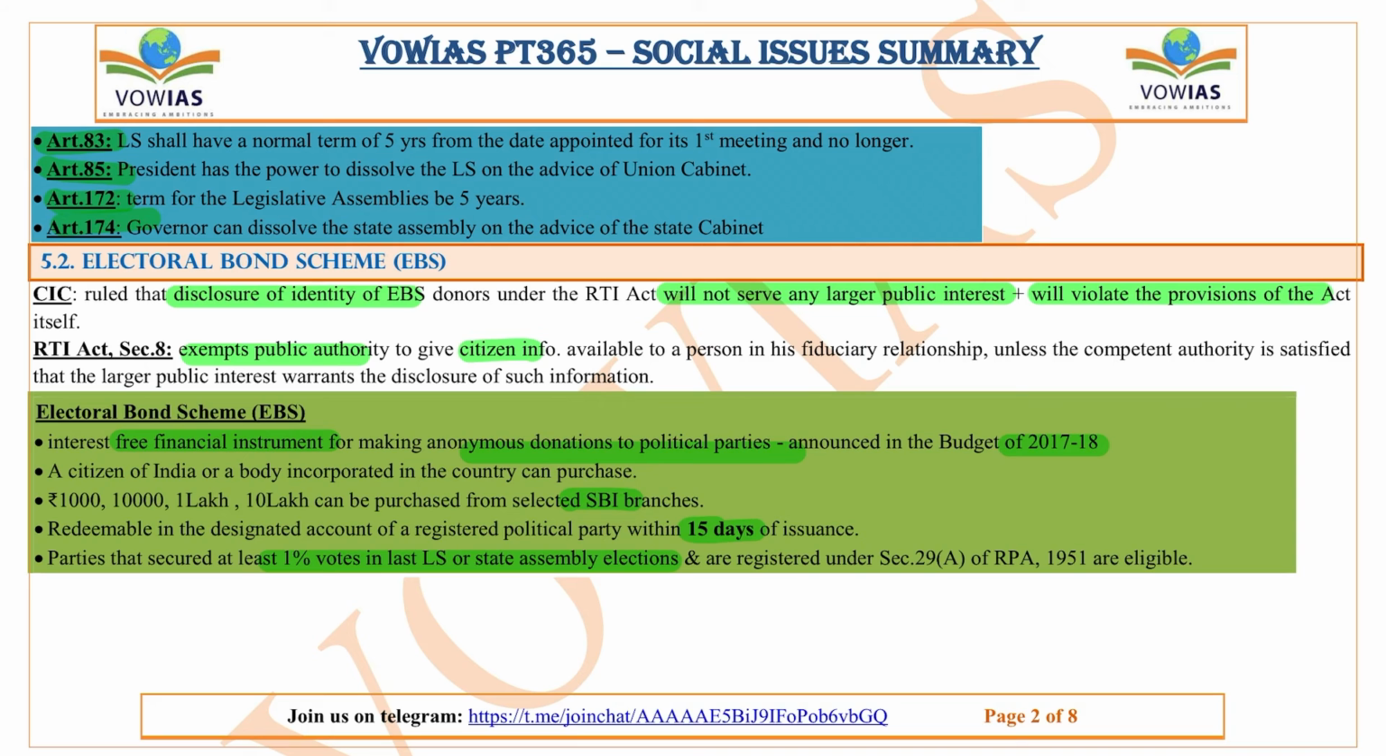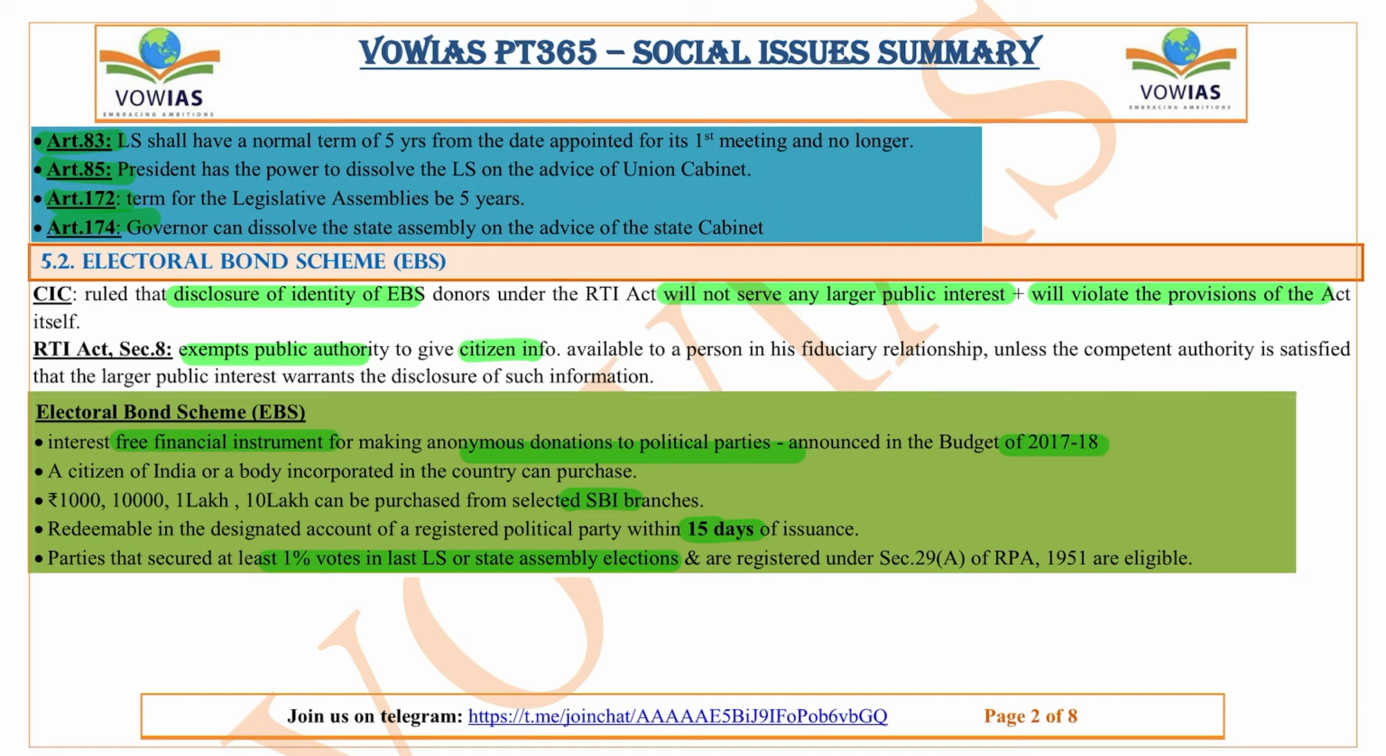Article 85 talks about the presidential power to dissolve the Lok Sabha on the advice of the Union cabinet, and Article 172 talks about the legislative assembly term, which is a maximum term of 5 years, and Article 174 says that the governor can dissolve the state legislative assembly on the advice of the state cabinet.